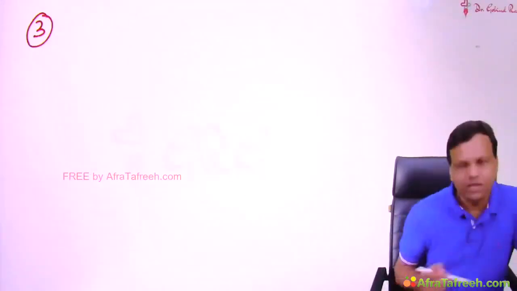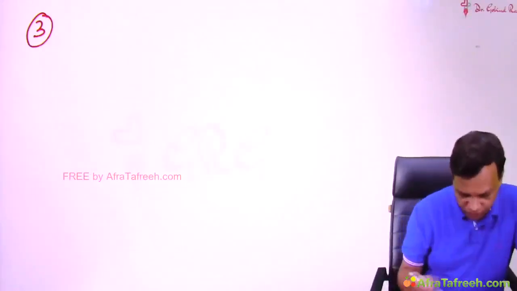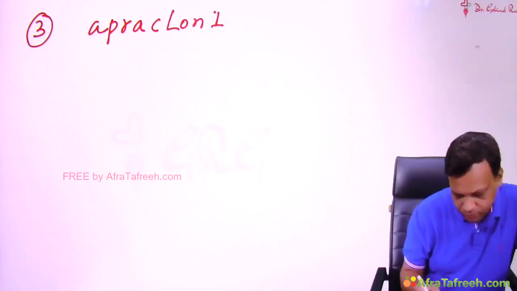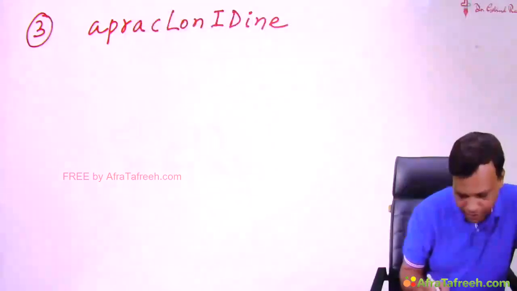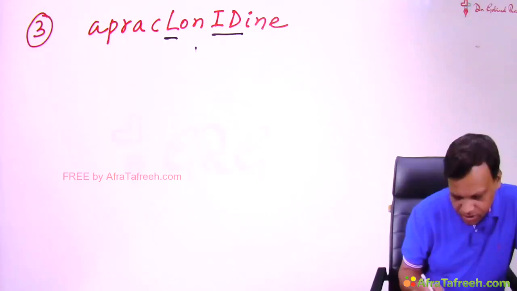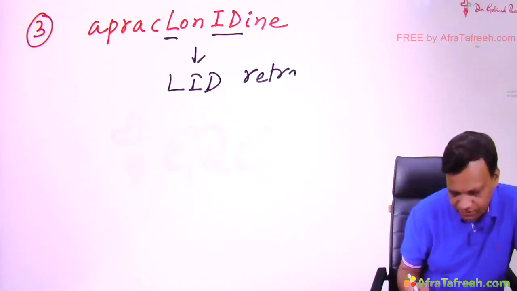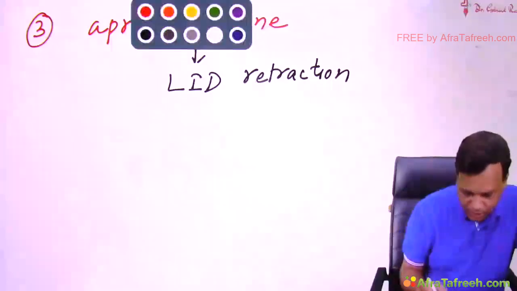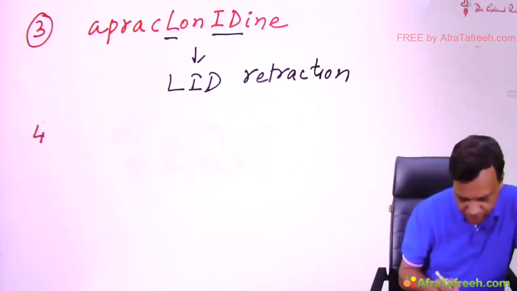Clear? Then moving to adverse effects of apraclonidine. If you see the name apraclonidine, the name says it causes lid retraction. Lid retraction is the important side effect seen with apraclonidine. Then another similar drug known as brimonidine.